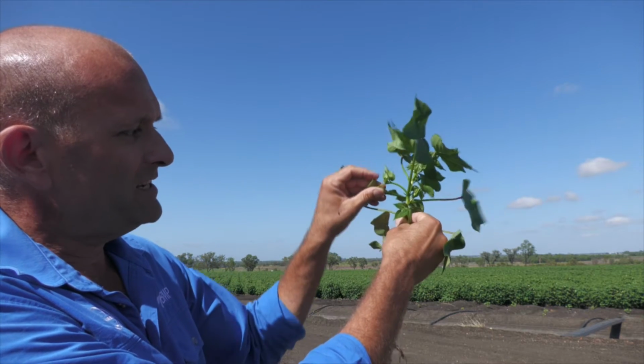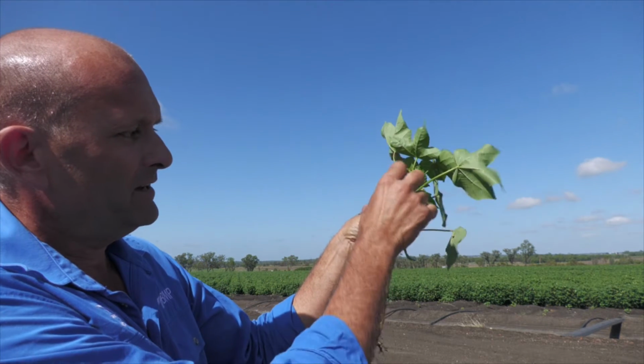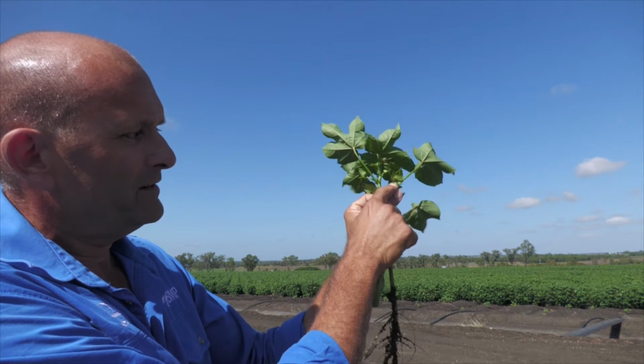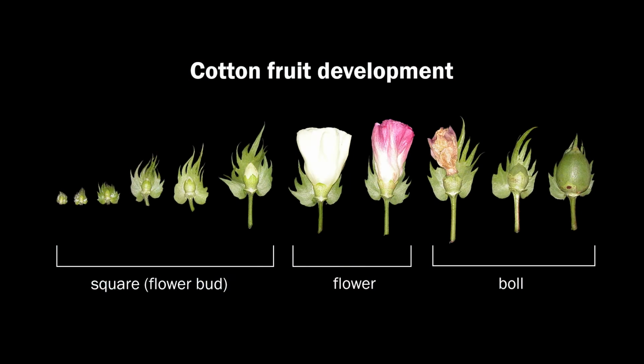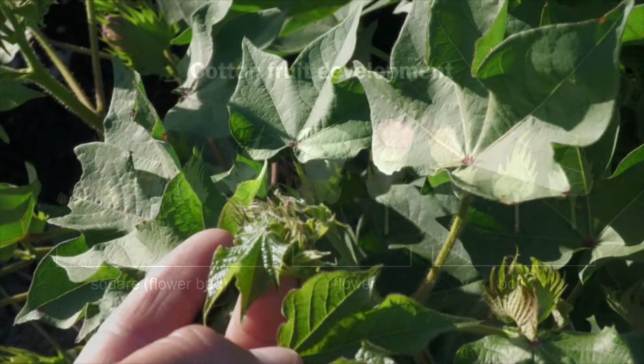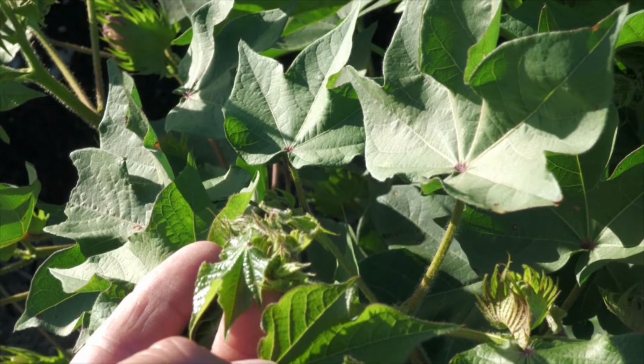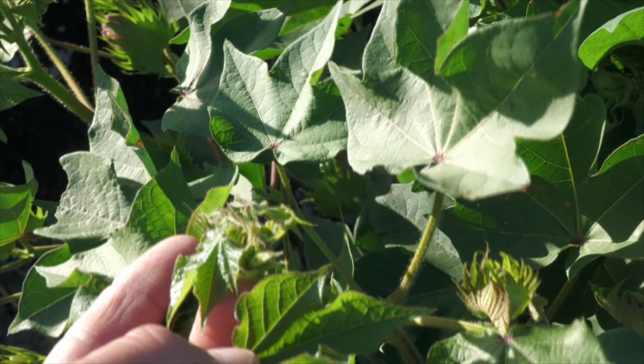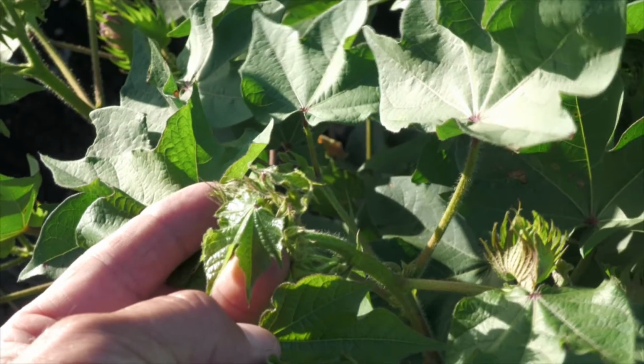Further up on this plant here, you can see that we've got a square, with the square simply being the bud that will become a flower that then becomes a boll. And at the top of this plant at the moment, you can see the growing point. That growing point is what we call the terminal.